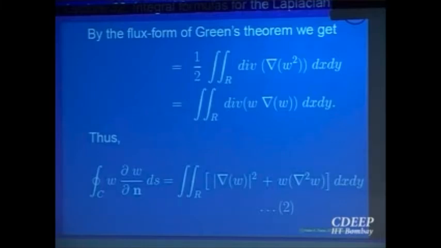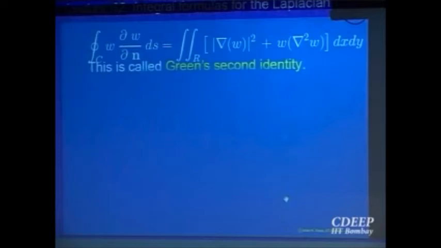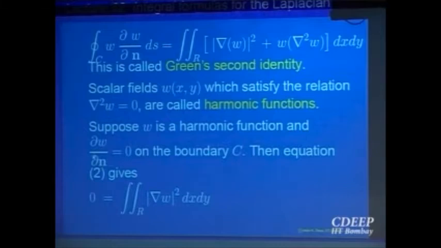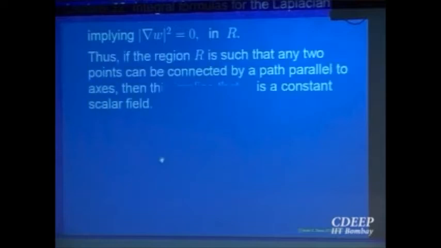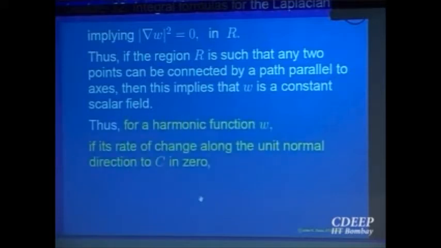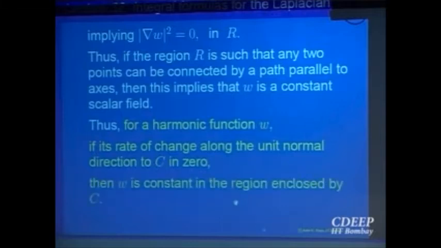Basically harmonic functions are very useful in that way. Something on the boundary is given and you are able to determine something inside the domain. More of this you will see in your later courses, so let me not go much into this. So this is called a harmonic function. It says if the directional derivative is 0, then the integral of the gradient norm square will be 0. That is a non-negative continuous function, which will imply the gradient must be 0 in R. And hence if the domain is nice, then W will be a constant scalar field. So if the derivative along the unit normal is 0, then it is a constant function in the region enclosed.